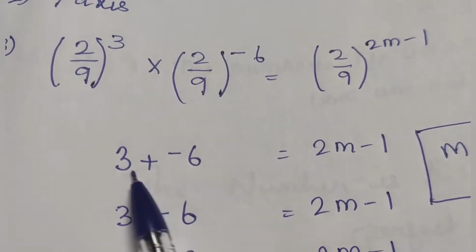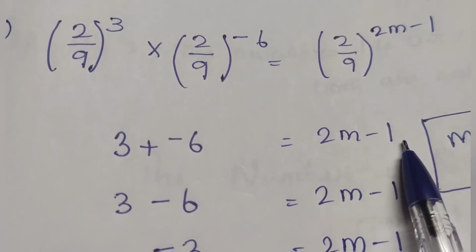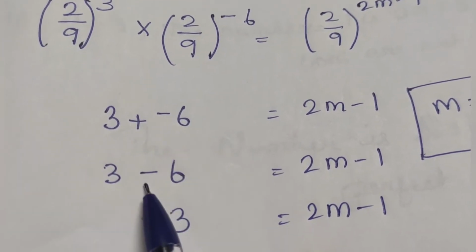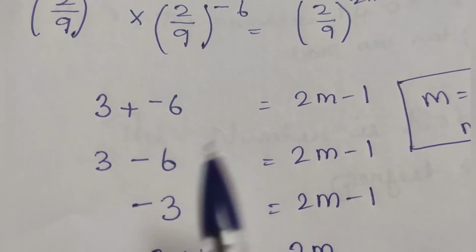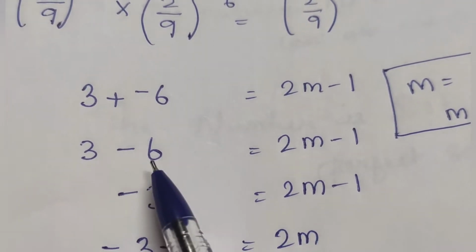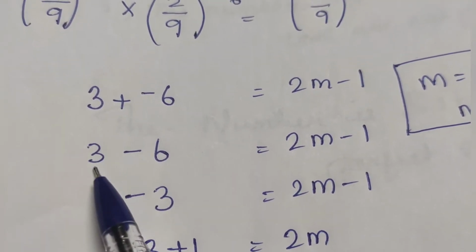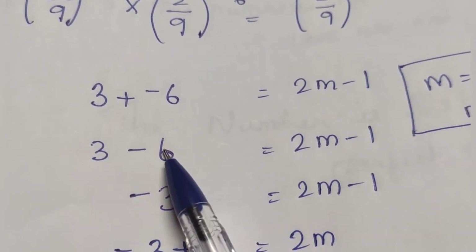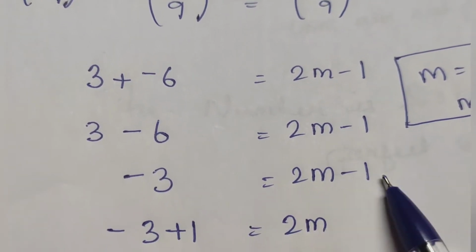3 plus minus 6 is equal to the power here, 2m minus 1. Plus into minus, minus. 3 minus 6 equal to 2m minus 1. 3 minus 6: unlike symbols, you subtract them. 6 minus 3 is 3. And consider only the numerical part, the symbol of the bigger number. 6 is greater and its symbol is minus. So you put minus 3 equal to 2m minus 1.